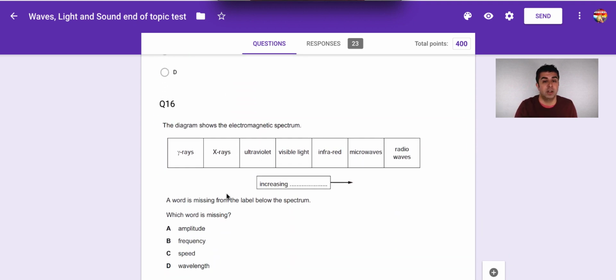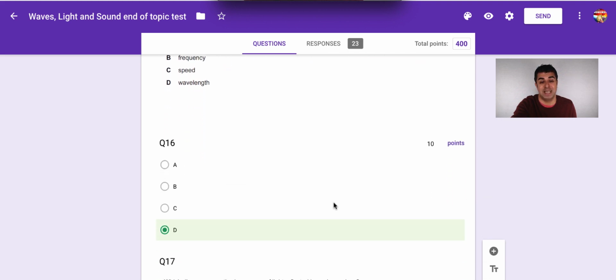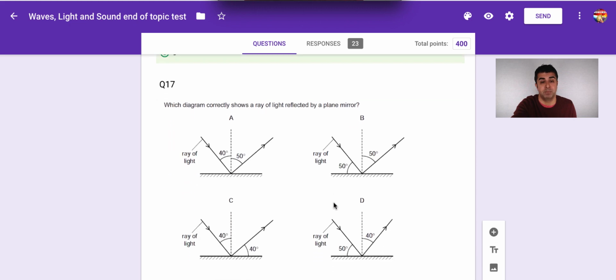Number 16, another electromagnetic question, spectrum question. The diagram shows the electromagnetic spectrum. A word is missing from the label in the below spectrum. So what's happening here? Well, as I've mentioned before, high frequency is gamma, which means smaller wavelength, and low frequency is radio, which means larger wavelength. So what we're looking for is wavelength here. The answer is D for donkey.